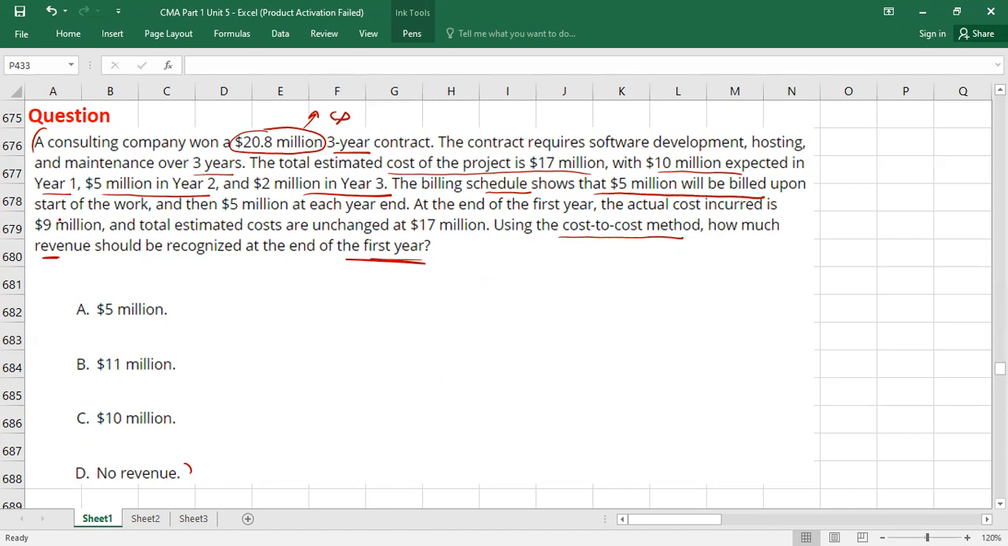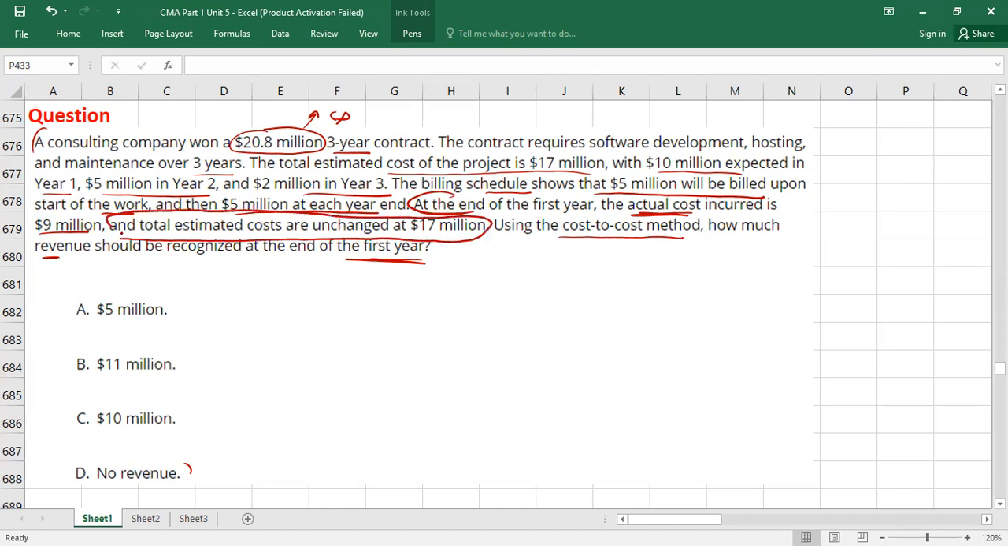5 million will be billed upon start of work, and then 5 million at the end of each year. You don't need to worry about billed and paid by customer. At the end of the first year, this is important information. We need to know what is the actual cost. At the end of the first year, the actual cost incurred is how much? 9 million. Right? And he told you total estimated costs are what?